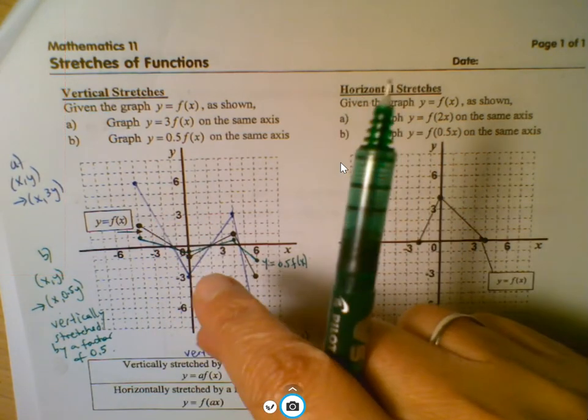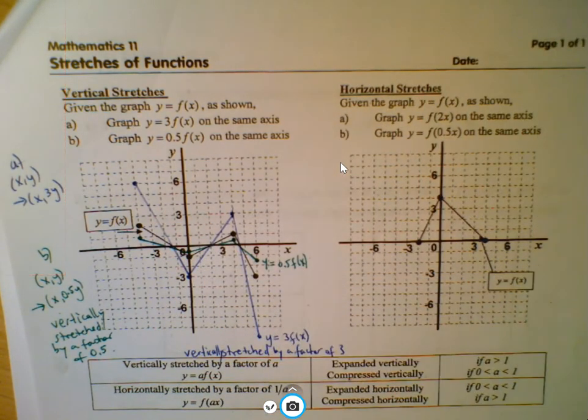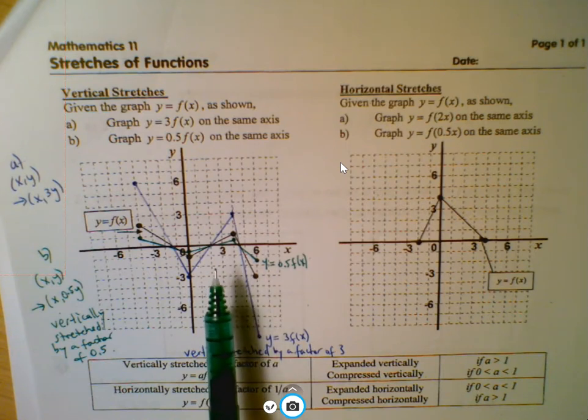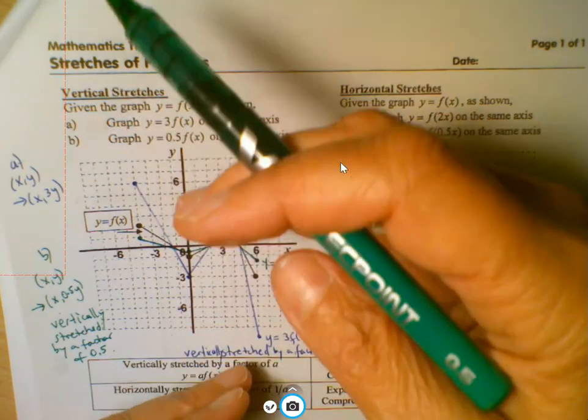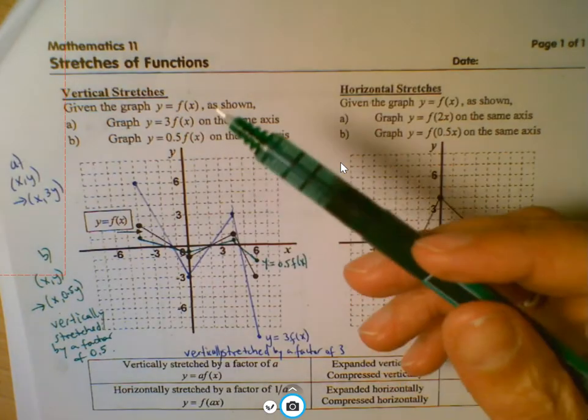It looks like it's gotten smaller, smaller this way. But if the stretch factor is bigger than 1, then you know that it has grown this way. It has been stretched bigger.